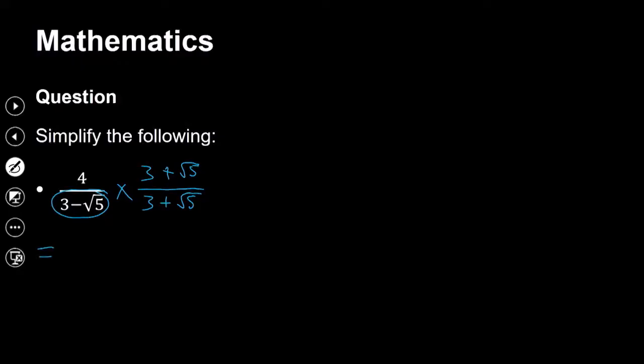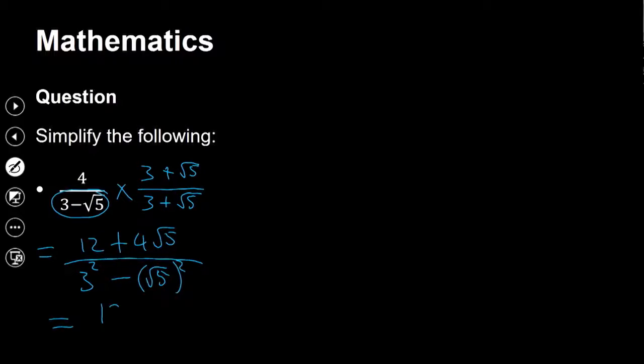So this will be equals to 4 multiplied by 3 will give me 12, plus 4 multiplied by that will be 4 square root of 5. All of this divided by 3 squared minus the square root of 5 all squared. Remember I said it's going to be a difference of 2 squares. So at the top here you can't really do anything.